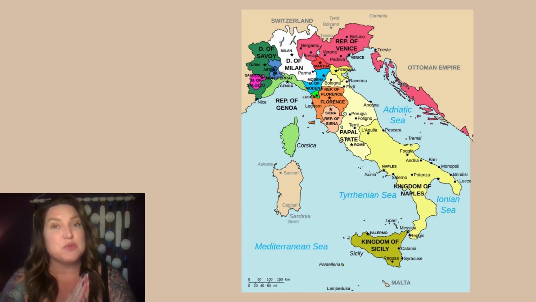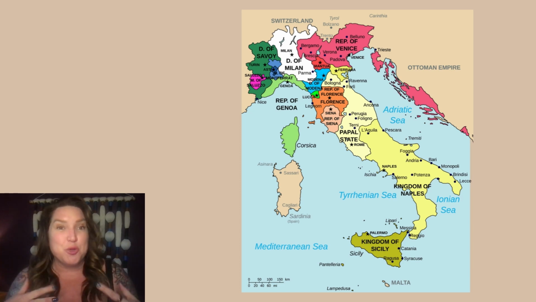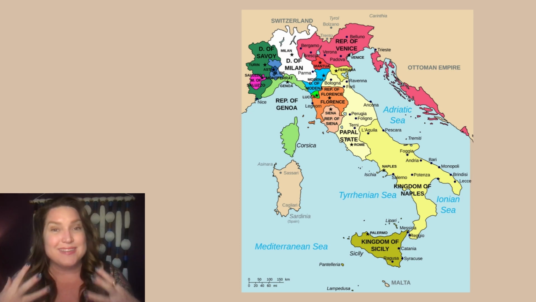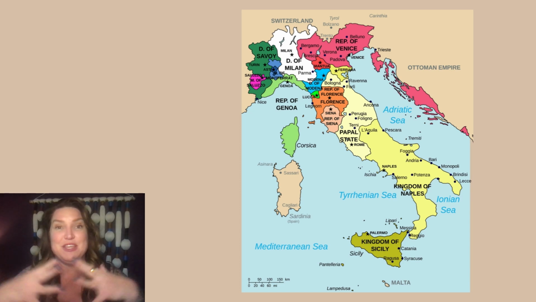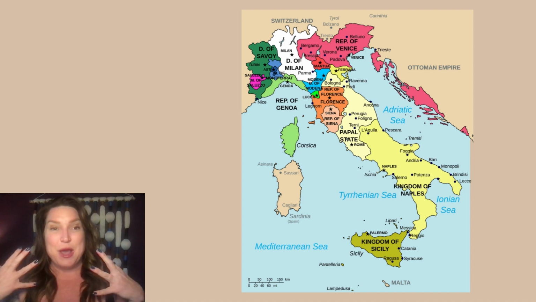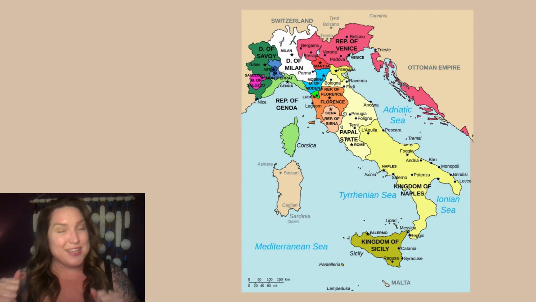Sometimes these city-states were allied with each other and sometimes they were warring with each other. So the relationships between these cities and between these neighbors was an important key factor to keeping political balance and the balance of power in Italy in the Renaissance.